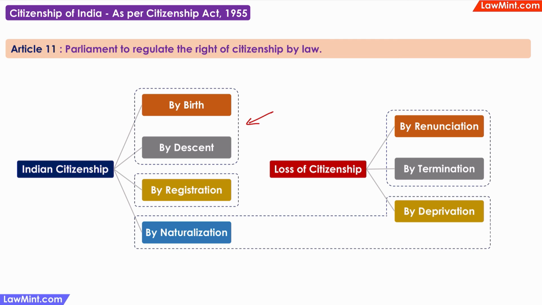By birth or by descent. These are covered under Article 5. By registration is covered under Article 8. Loss of citizenship through renunciation or termination are covered under Article 9. And the processes of naturalization and deprivation of citizenship are done through legislative actions, that is, through a law that is passed by the Parliament, using the power given to the Parliament under Article 11 of the Constitution.